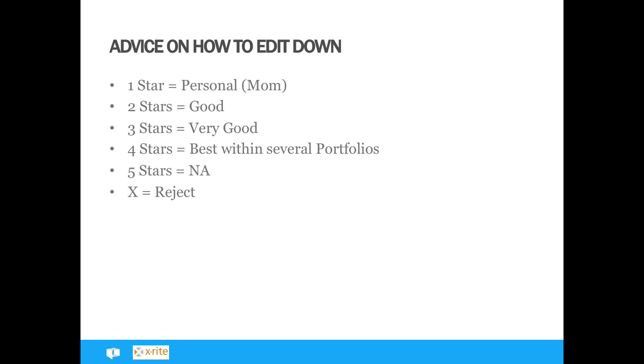4, I use only when I'm putting together, let's say, best pictures of 2012 or 13. I'm looking at different portfolios, and I'm trying to select the best of those portfolios. So I'm looking at the 3 stars, and then I upgrade some of those to 4 stars. X in Lightroom means reject, and X is your friend. Reject is your friend.